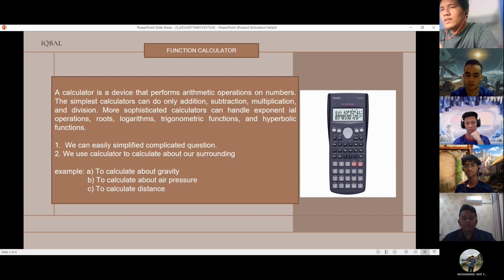We can easily simplify complicated question if we're using a calculator. We use calculator to calculate about our surrounding. Example, we calculate about gravity, we calculate about air pressure, and we calculate about distance.